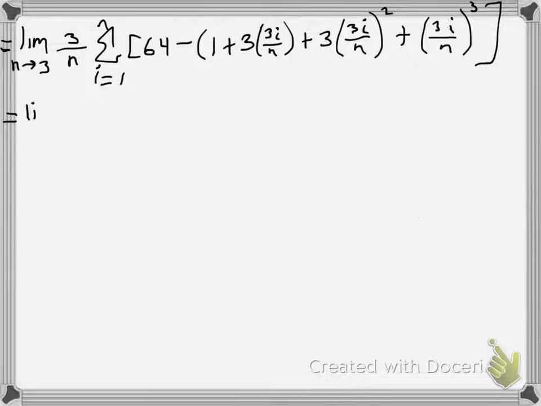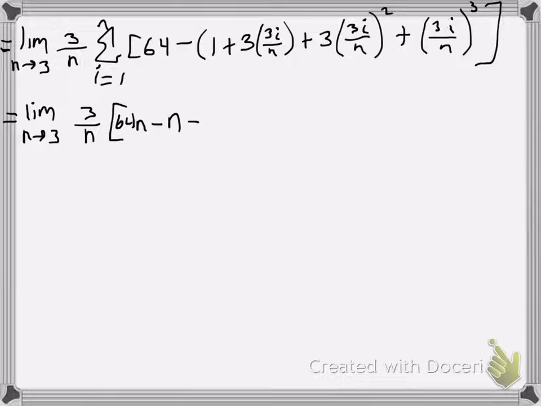Now we're going to go ahead and apply our formulas. So we have formulas for i, formulas for i squared, and formulas for i cubed. So what we're going to do is apply those formulas in the summation. If I add up 64 n times, I get 64n, minus adding 1 up n times. It's going to be n, but we're subtracting it, so it's minus n.